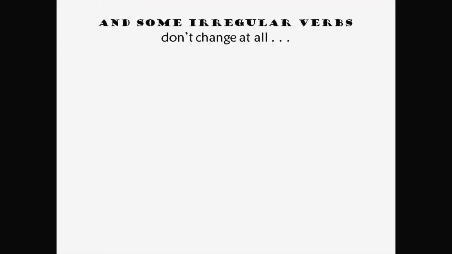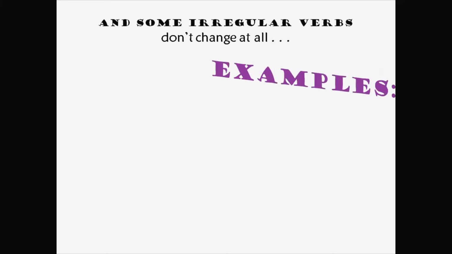Next. Some other irregular verbs don't change at all. They will be the same as before. For example, when you see hit, hit, there is no change. That means it is the same spelling and the same pronunciation also. Put, put. For the simple form also put and the past form also put only. The verbs are not changed.